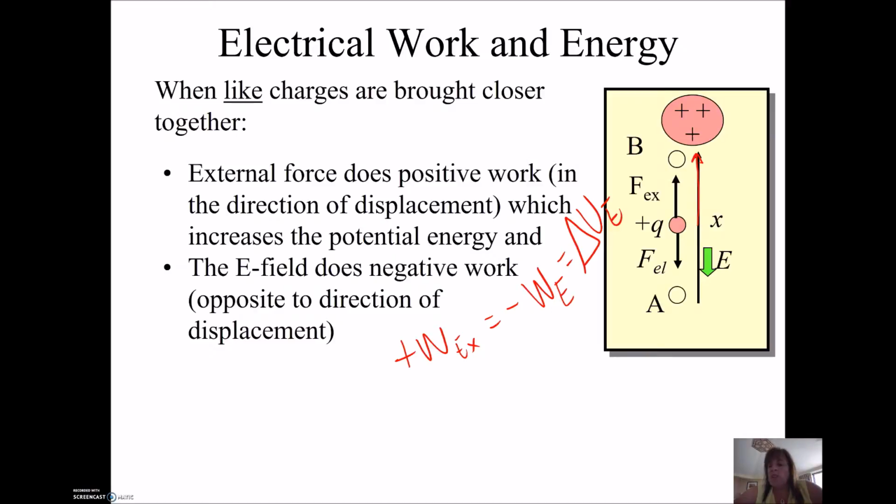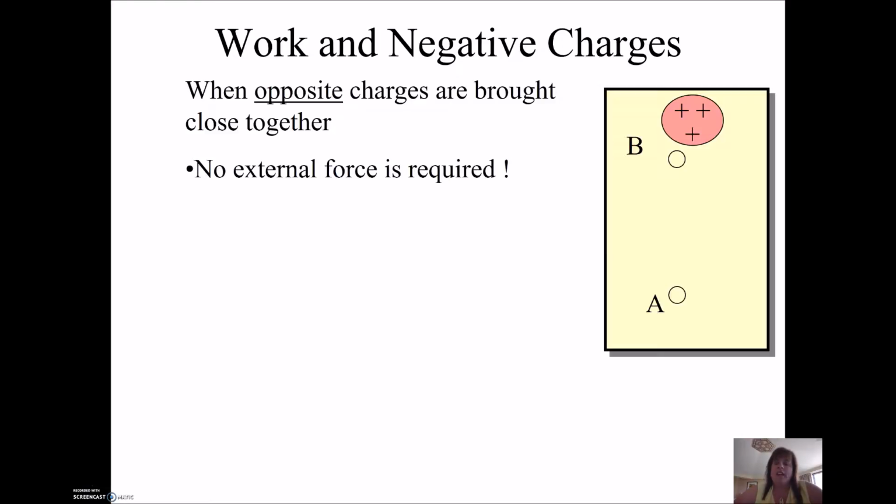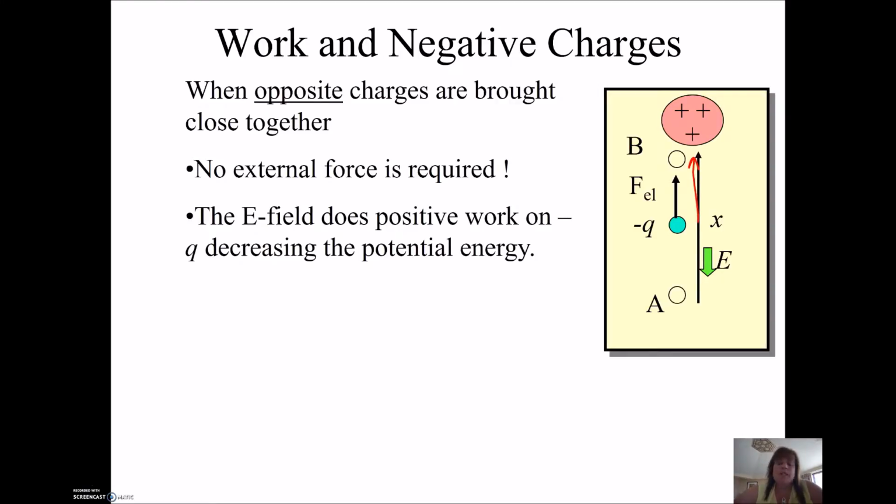Now, what if it was a negative charge instead of a positive charge? Well, then no external force is required, right? You might have been wondering on that last slide, why can't the external force and the electric force be in the same direction? Well, I guess it could be, but I don't need to apply a force. If I put this negative charge here around this positive charge, it's going to go that way when I let it go. So in this case, the electric force is doing positive work, which decreases the potential energy. So anytime the electric force does positive work, it results in a decrease in the electric potential energy.